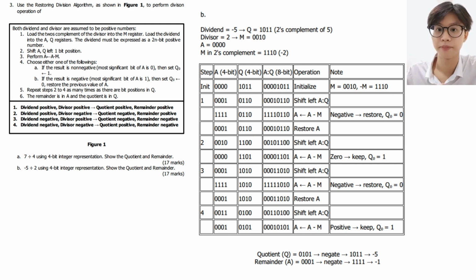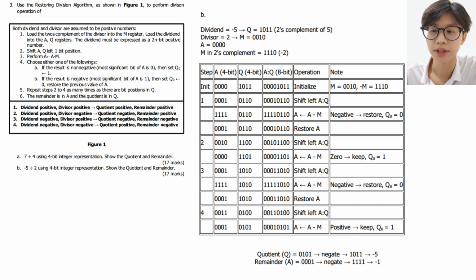For the first step, shift left, AQ becomes 0, 0, 0, 1, 0, 1, 1, 0. Subtract M and we'll get the result, which is a negative. We restore A and set Q0 to 0.